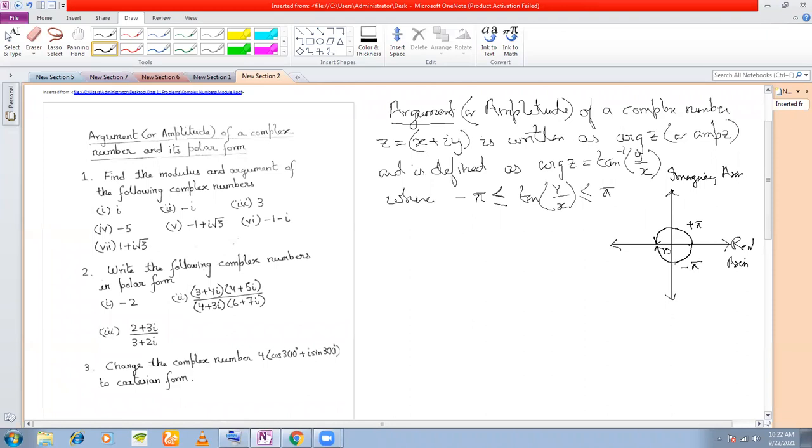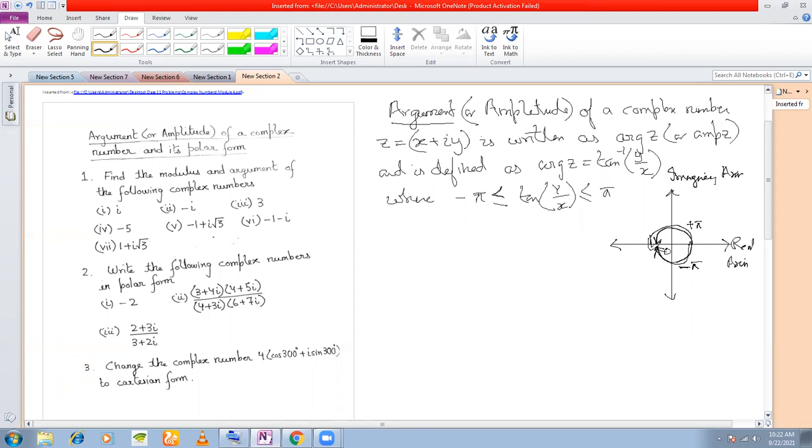Okay. So if it is in the first and second quadrant, you move from the top, and if it is in the third and the fourth quadrant, you move from below. When you're moving here, you're moving in the anti-clockwise direction, and when you're moving here, you're moving in the clockwise direction because of this negative sign, because you know that anti-clockwise direction is considered to be the positive direction. Okay, so that is the definition of argument or amplitude.